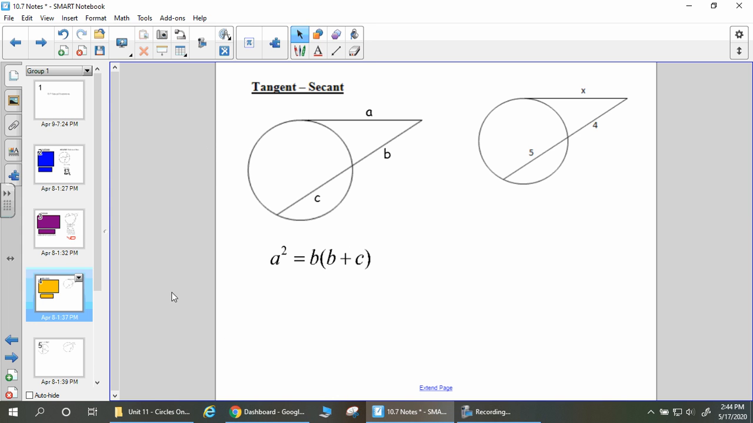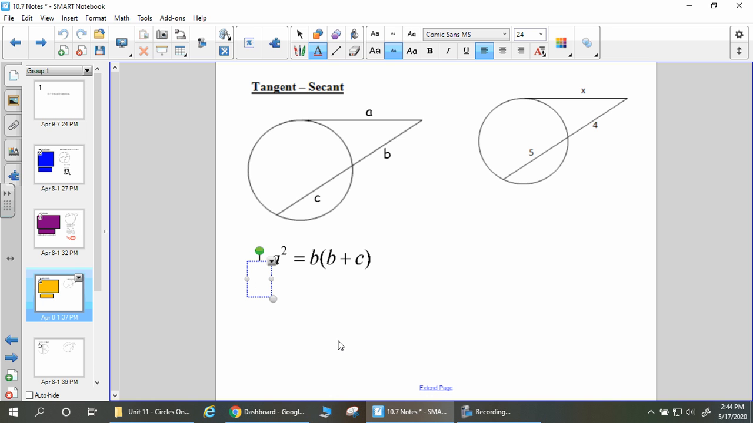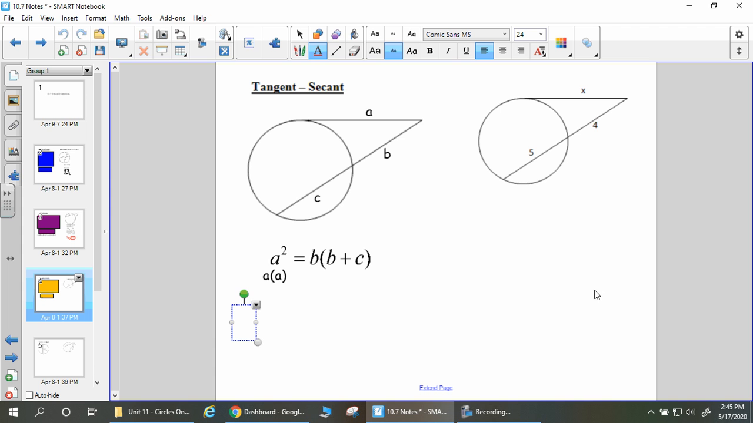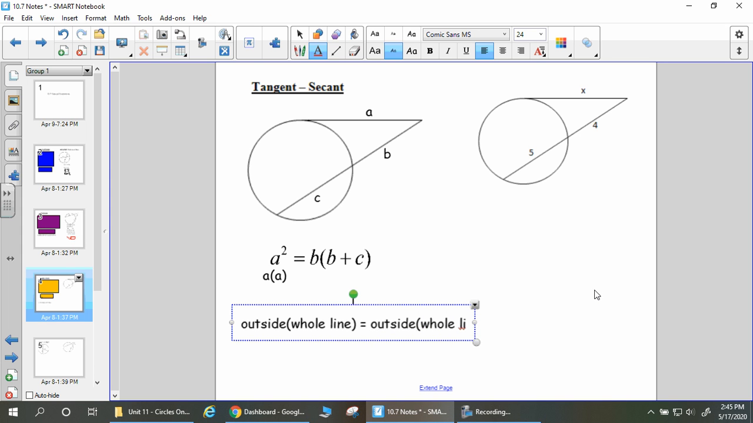I don't want you to, again, worry so much about that. I want you first to realize that A squared is really taking A times A, right? A times A is A squared, yes? So because of that, think about where A is. And if I go through that same process as I did on the last question, A is outside my circle. A is also the whole line. B is outside my circle. B plus C is the whole line.